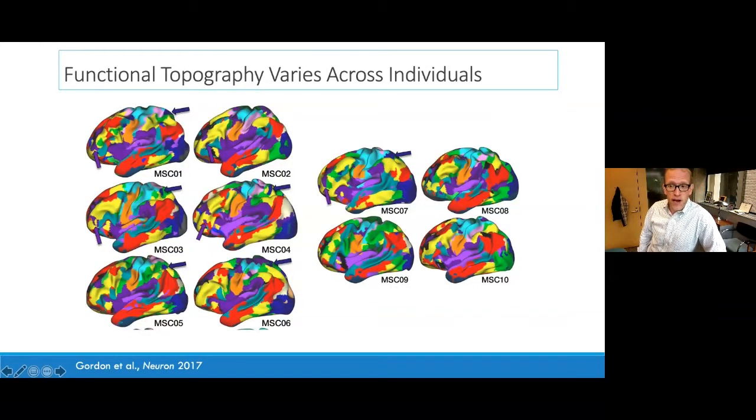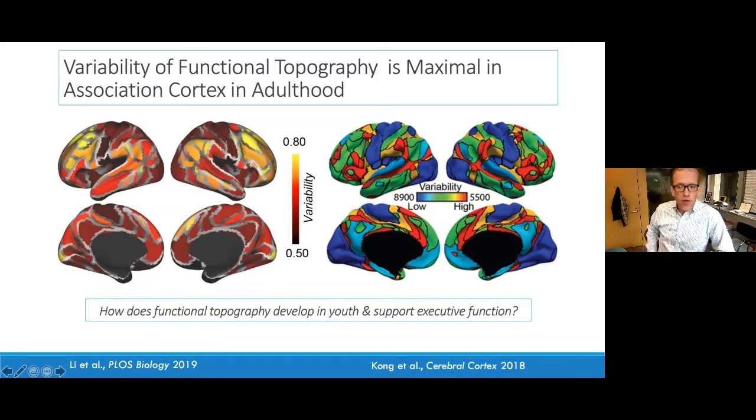Now, Evan Gordon, Nico Dosenbach, and others built on that N of 1 study using 10 highly sampled participants from the Midnight Scan Club and showed that basically every single individual they looked at had their own functional topography. They had their own layout of functional networks on their anatomic cortex. Over time, it's become really clear that variability in functional topography is itself variable across the cortex. In fact, just like we've seen with other data types, variation in functional topography is maximal in association cortex. This is exactly shown by two independent studies, one from Hesheng Liu's group and the other from Thomas Yeo's group. What it means is the physical layout of functional networks on the anatomic cortex varies between people, and this variation is highest in association cortex.